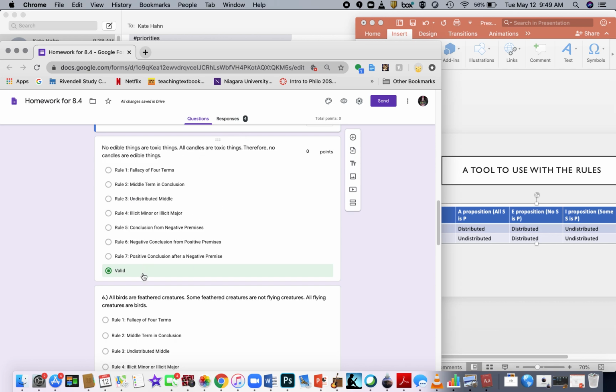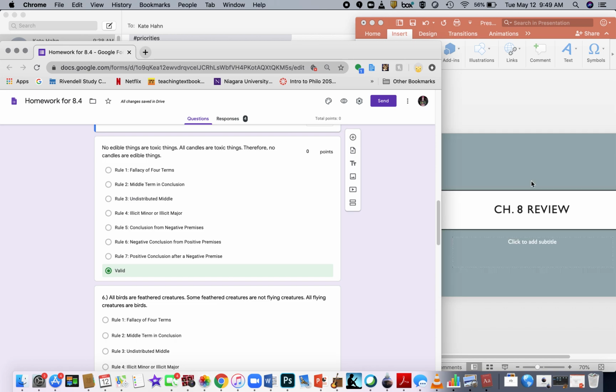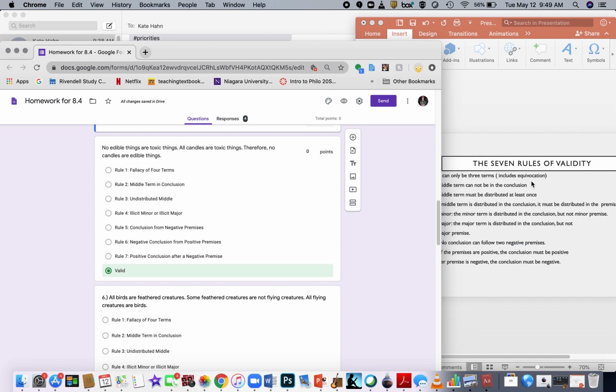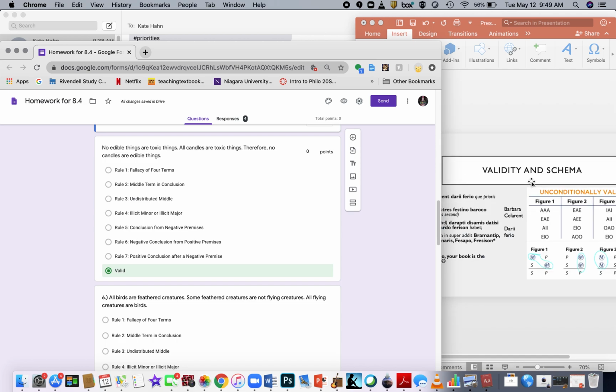You can also look at this and say this is an EAE and it's in figure 2. So you can go to your chart, which is, I think I have it here. Yeah. EAE figure 2. You can see it's a figure 2 because of where the middle term is placed.